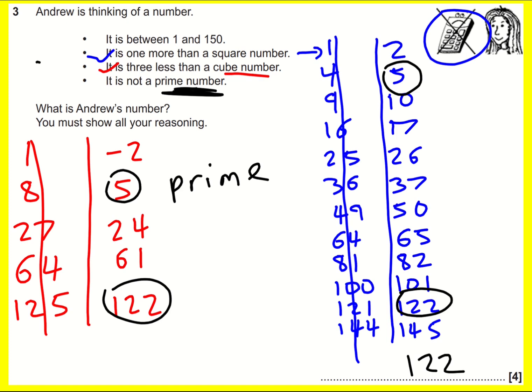Can't really see any easy way of doing this without writing down all your cube numbers. Maybe you could write down your cube numbers to start with and do 3 less, and then you might spot at that point that 122 is one more than a square. I think it's good to be systematic in maths and just check there's not more than one answer, even though it does say it. I think really I'd like to see all this working, these 4 marks.